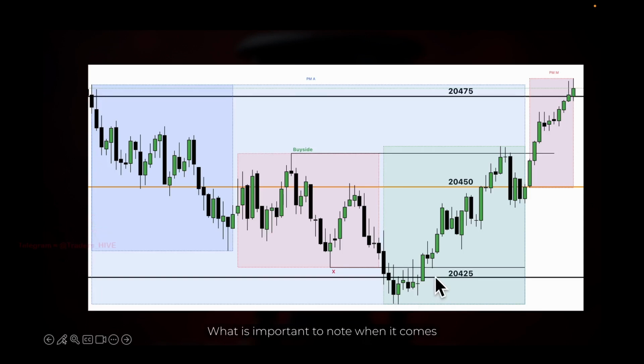What is important to note when it comes to these key levels is that they are not always going to be respected to the tick perfectly, meaning sometimes you must allow for the market to simply move beyond them a bit. Meaning, when the market just goes below this horizontal line, which represents the 20,425 price level, you're not thinking to yourself, okay, it's going to continue dropping, it's going to continue dumping.